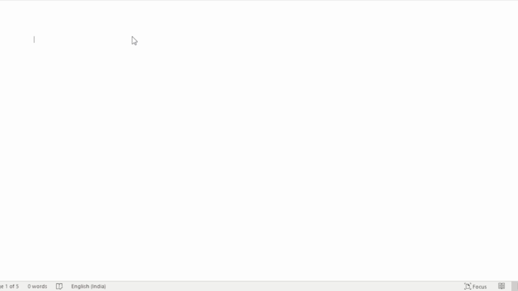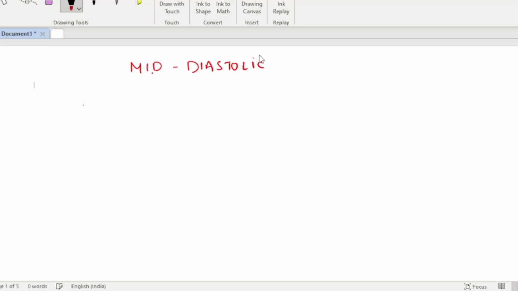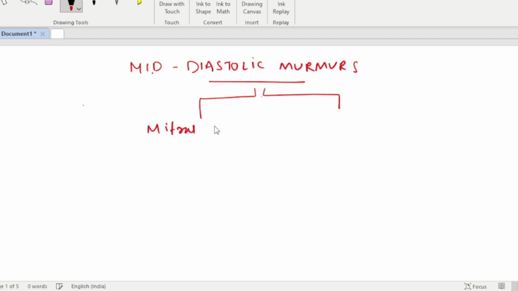So hello guys, today we will discuss the mid-diastolic murmur in very short. Mid-diastolic murmurs we can classify into two categories: one which occurs due to mitral stenosis, and one which occurs due to aortic regurgitation.